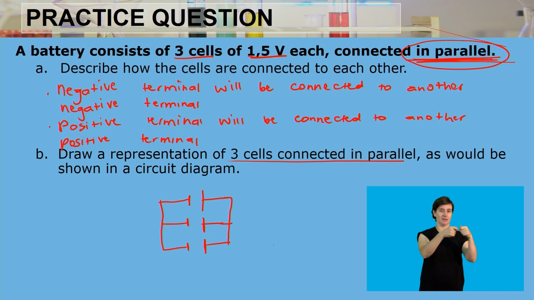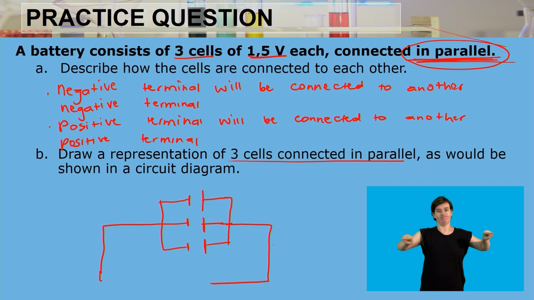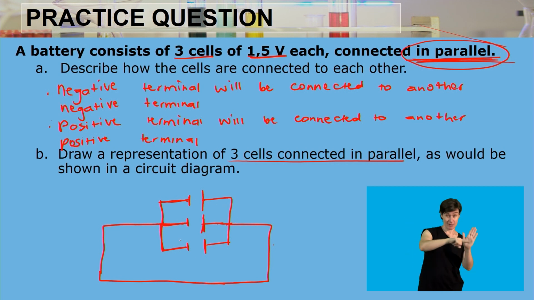Now, all of these negative terminals must still be connected to the positive terminals outside. So the negative is connected to a negative, and this negative to another negative, and the positive is connected to a positive, and the positive again to another positive. However, all 3 of these negative terminals will be connected to all 3 of these positive terminals through a wire, or using just one wire. So all of these 3 negative terminals basically make up one negative terminal, and all of these 3 positive terminals make up one positive terminal.